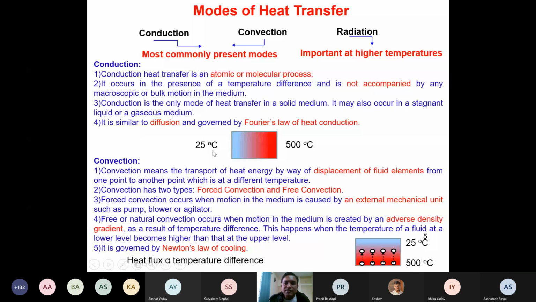If you look at conduction, let's look at this particular figure. Here you can see the left-hand side temperature is, let's say, 25 degrees Celsius, and on the right-hand side of this slab the temperature is, let's say, 500 degrees Celsius. Heat is transferred from the 500 degrees Celsius side to the 25 degrees Celsius side via the movement of electrons if we are looking at metals. If we are looking at crystals, then it will be based on the vibration of the crystals.